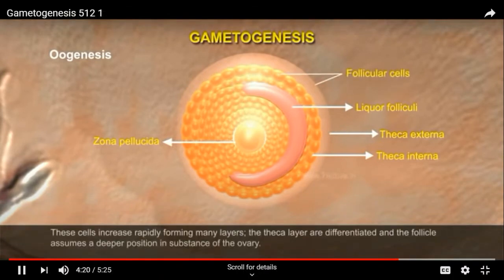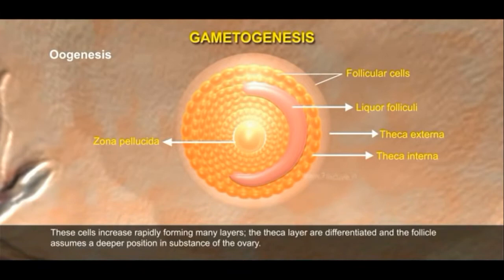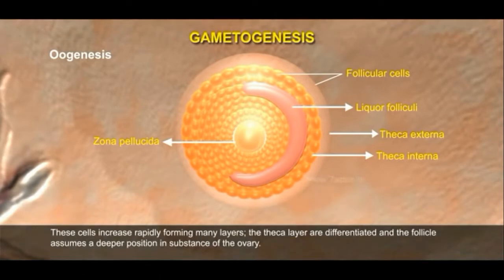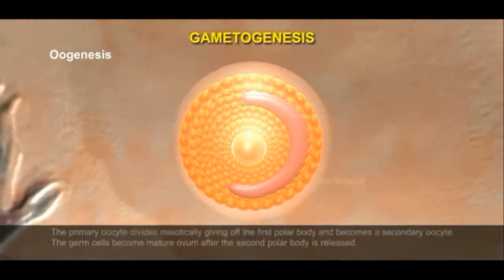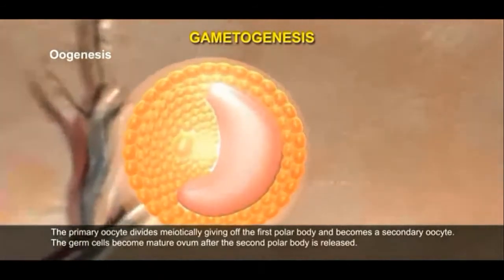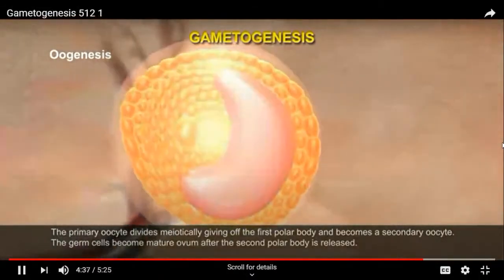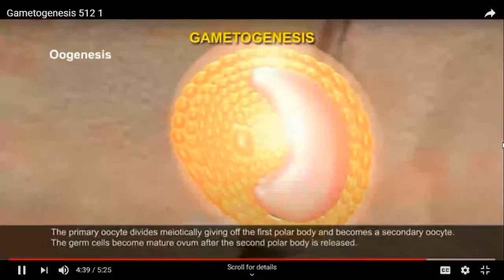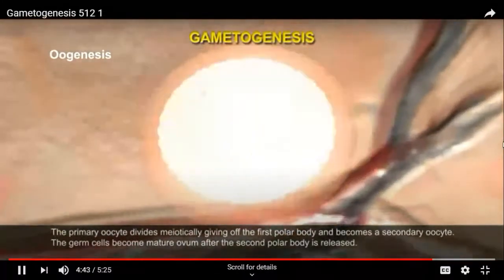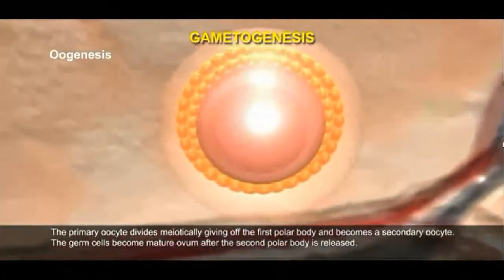These cells increase rapidly, forming many layers. The theca layers are differentiated and the follicle assumes a deeper position in the substance of the ovary. The primary oocyte divides meiotically, giving off the first polar body and becomes a secondary oocyte. The germ cells become a mature ovum after the second polar body is released.